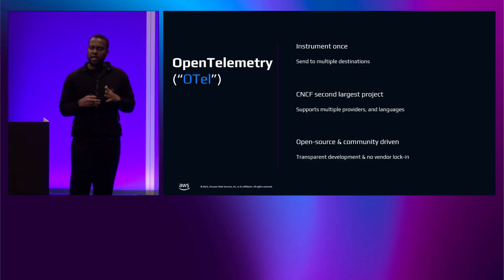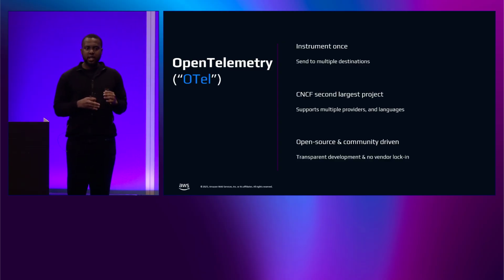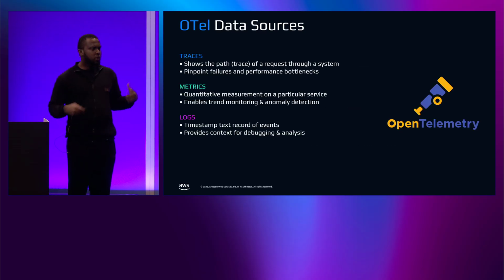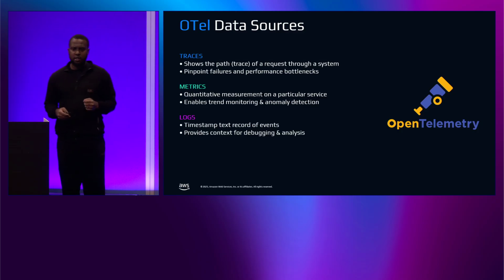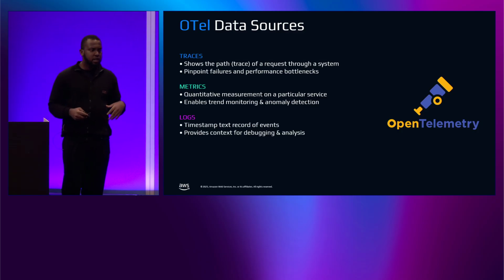Due to the actual use of OpenTelemetry, we see it as the second most popular project in the CNCF space, second just shortly to Kubernetes. And it's really community-driven and open source. So what are the three core pillars of observability? I mentioned logs, metrics, and traces.